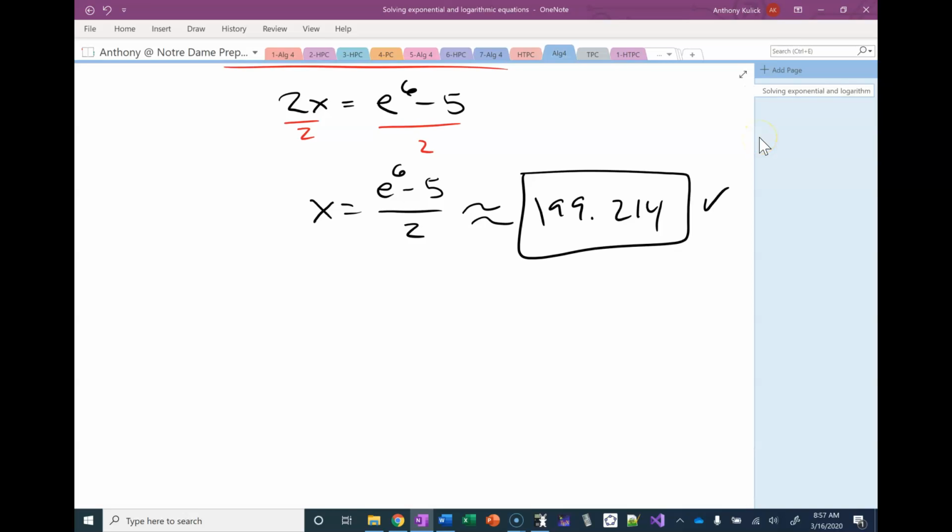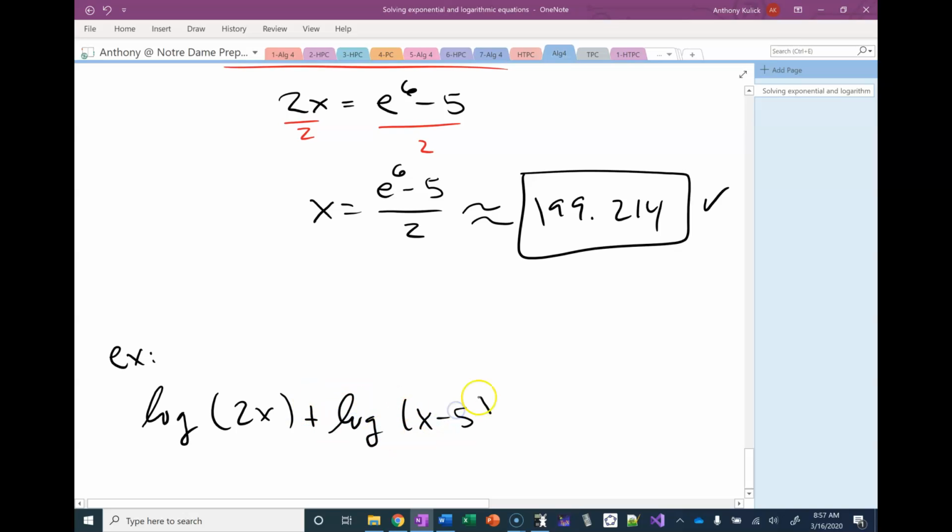Okay. My last type of problem is one where I have two logarithms and a non-logarithm. So for example, here we have log of 2x plus log of x minus 5 equals 2. So I have one logarithm, log of 2x. I have a second logarithm, log of x minus 5. And then I have a non-logarithm, that's the 2.